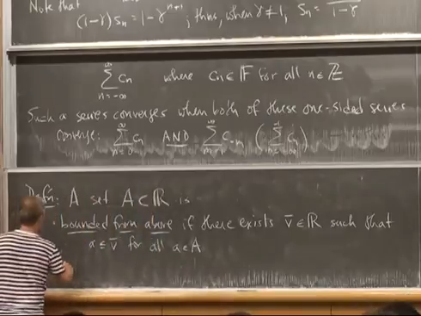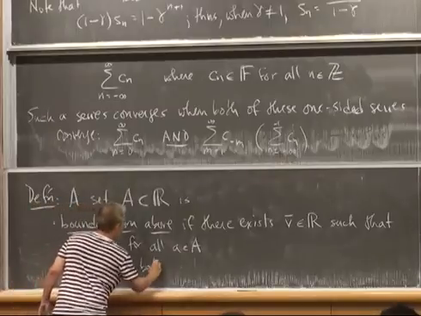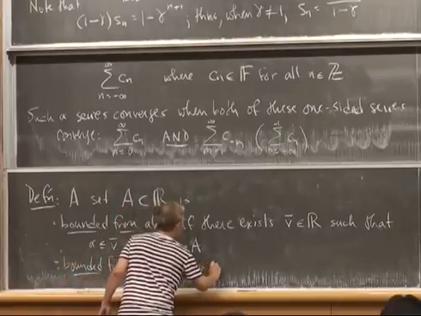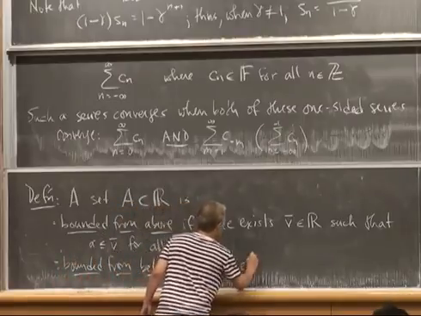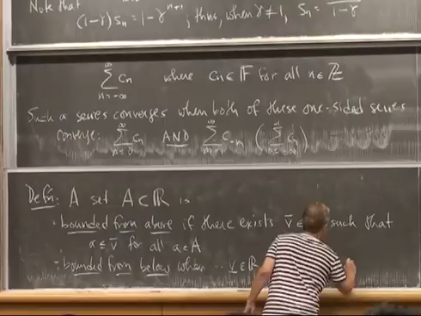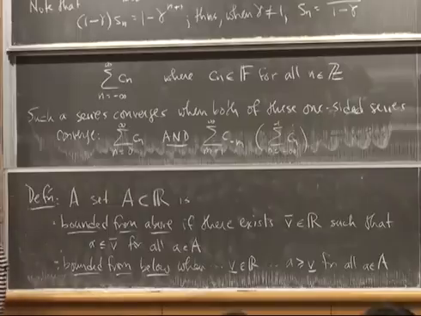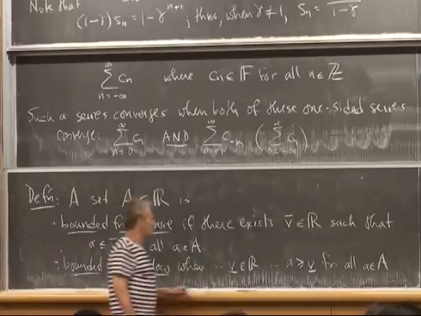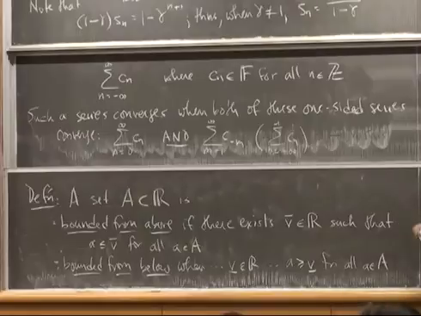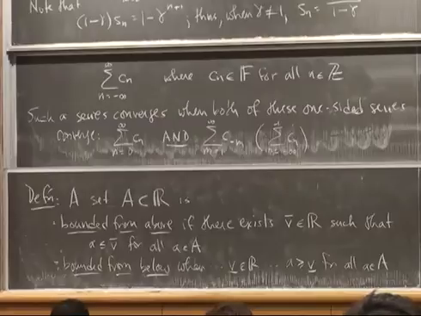And it's bounded from below when there exists a V underbar in the reals such that A is bigger than or equal to V underbar for all A in capital A. And it's bounded, just plain old bounded, if what? What's a cool way of saying bounded now that we know what bounded from above and bounded from below mean? It's both bounded from above and bounded from below.